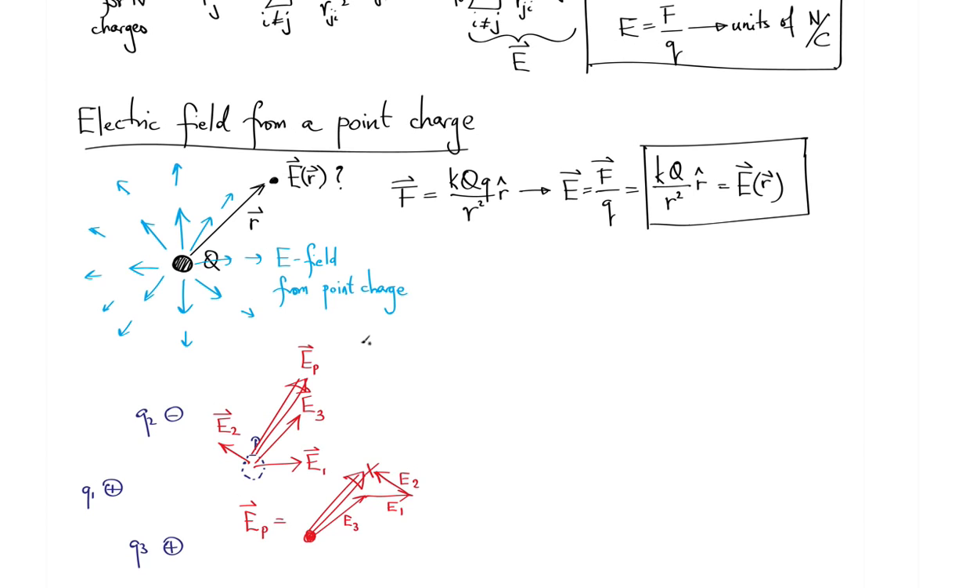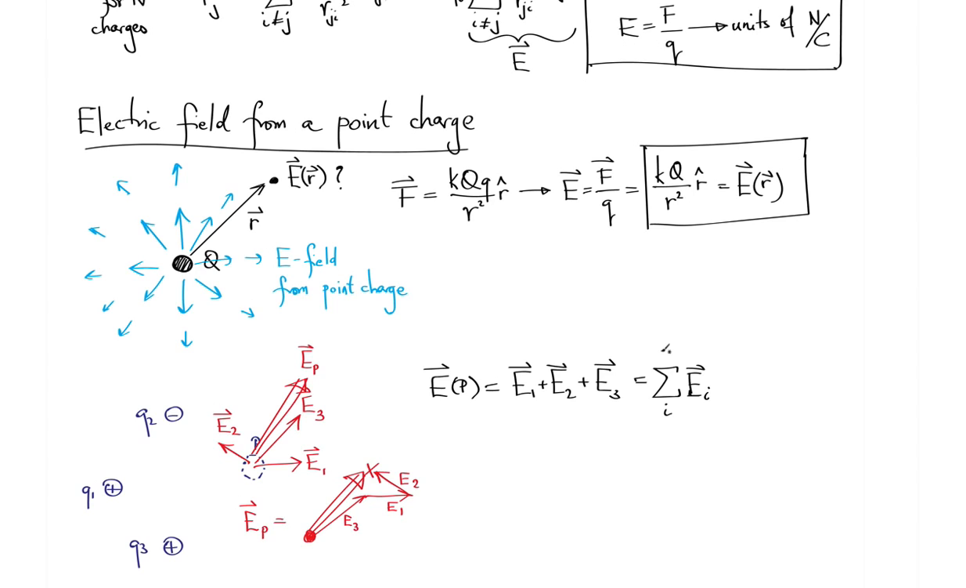And so algebraically, how does that look? We would say the electric field at point P is, in this case, E1 plus E2 plus E3. Or more generally, if we had a whole bunch of charges, we would just sum over the electric field from all the charges, E sub i.